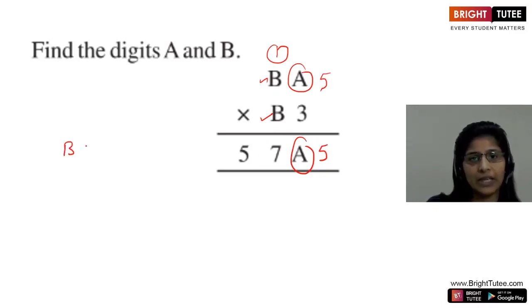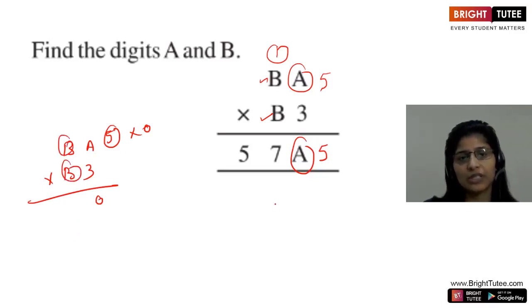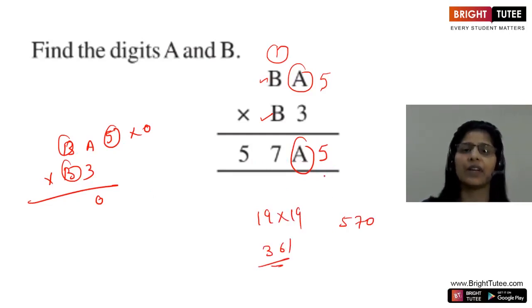Okay, just think now. So we have BA and B3. So I wrote here 5. It could have been 0 also, because 3 multiplied with 0 will give us 0, right? Then we have here B and B. So just see, if we write 0, so B value, if we suppose it is 575, or it will be 570. So just see, 19 into 19 if we do, that is 361, and that is less than 575, right? So B's value cannot be 1.